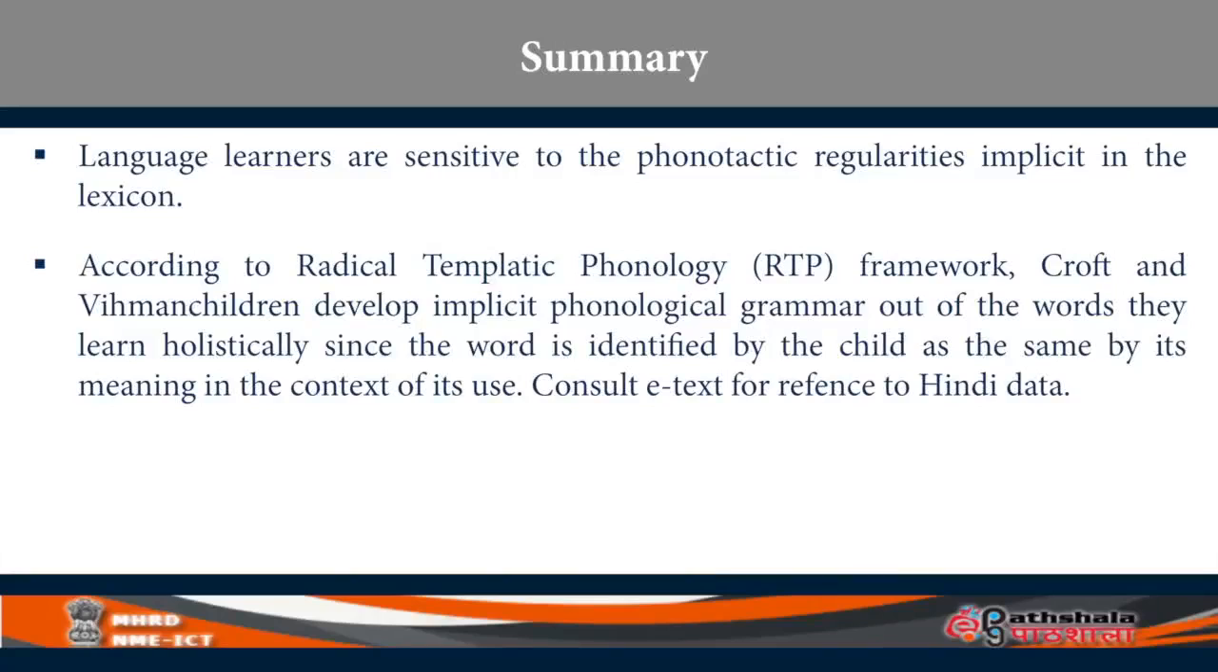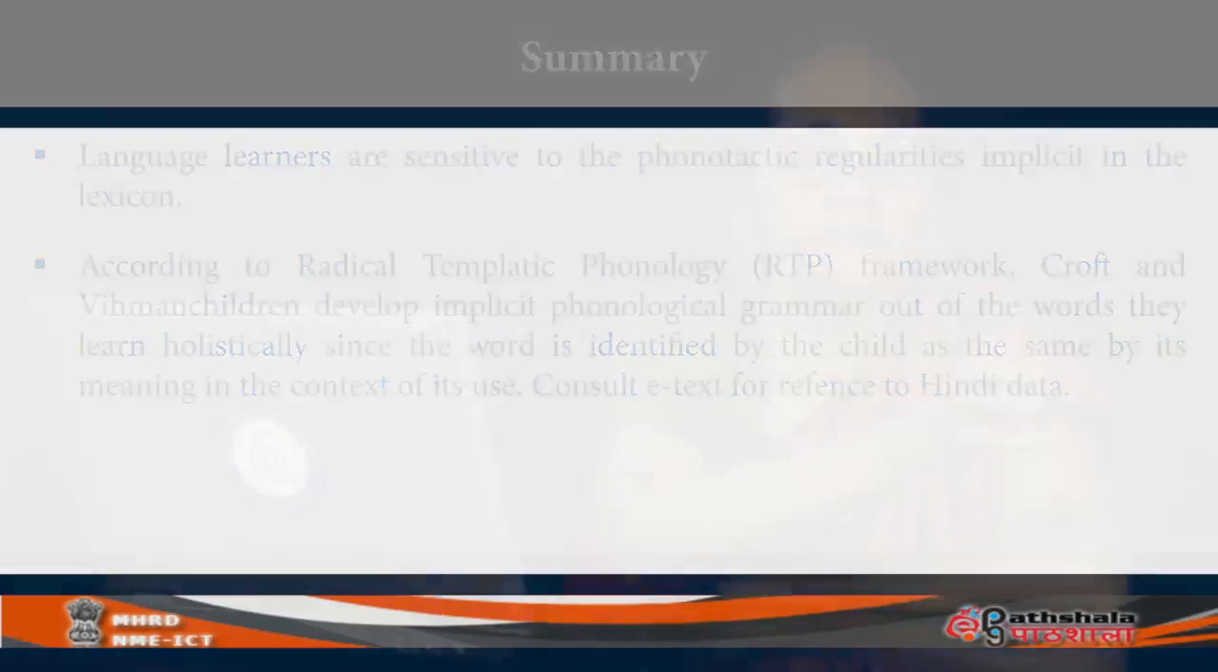According to a relatively new theory, I introduce you to radical templatic phonology, which is described by Croft and Vihman. I have given the reference in the e-text. Please read the original article. Children develop implicit phonological grammar out of the words they learn as wholes. Since a word is identified by the child as the same by its meaning in the context of its use, the child very early remembers the word as a whole. So whenever it is used by grandmother, by mother, outside or in school, the child is able to remember that word, and therefore the unit of analysis should be the word and not a feature or a phoneme or a syllable.